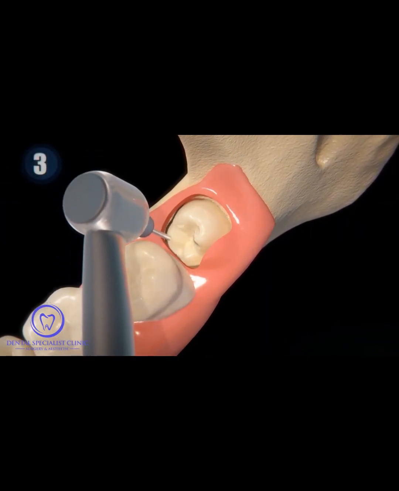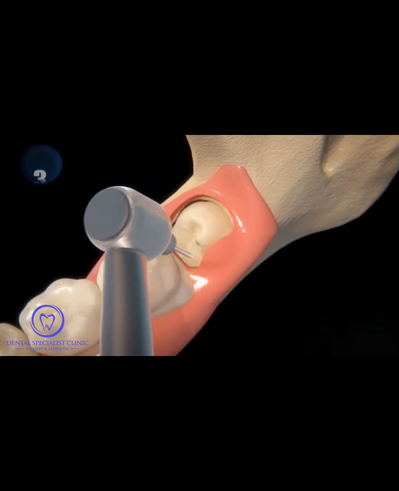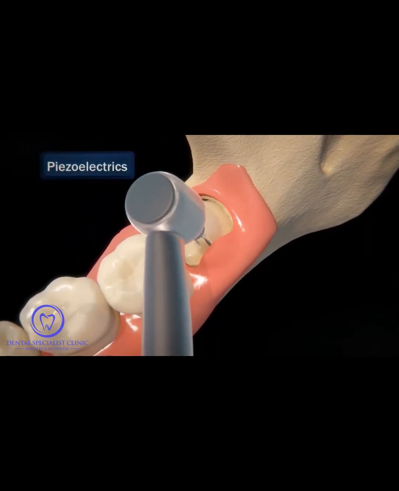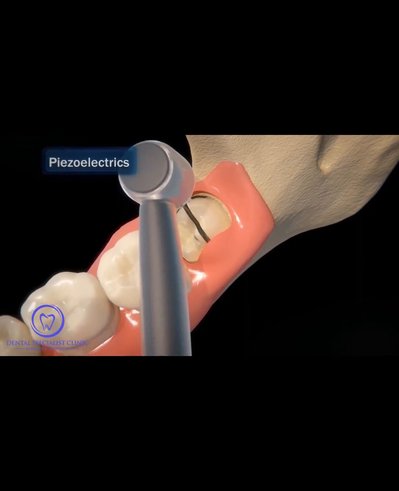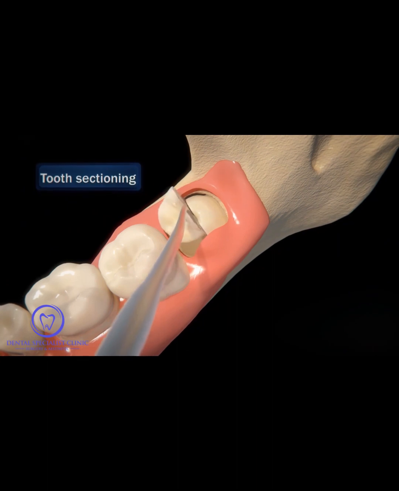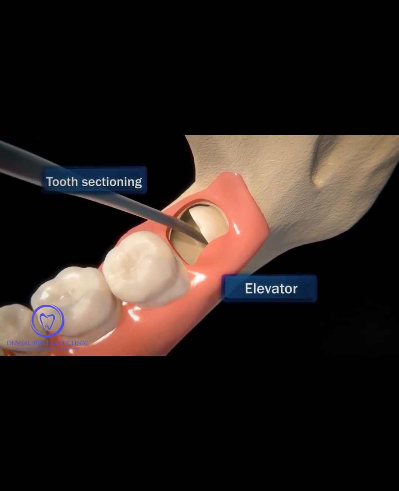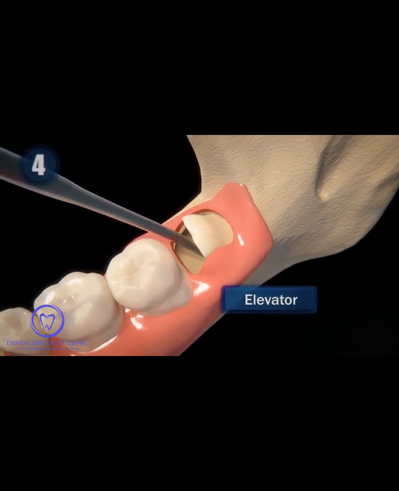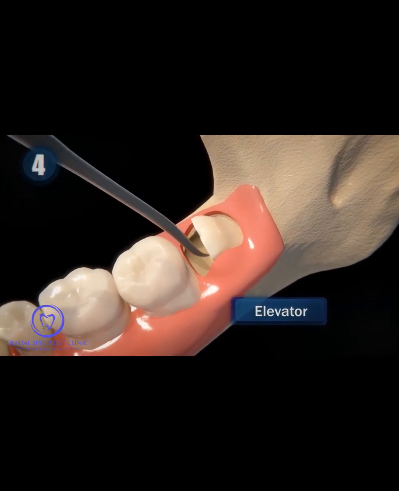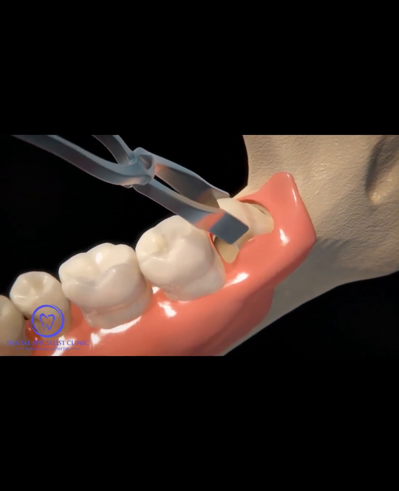Later, contouring will be carried out at the level of the tooth and bone, and then a cut in the wisdom tooth with devices called piezoelectrics, which are used to divide the tooth into parts so that extraction is easier, a process called tooth sectioning. Once the tooth is divided, the dentist will use an instrument called an elevator to push the tooth out. And then with the help of metal tweezers, the expert will proceed to pull it until it is completely out.